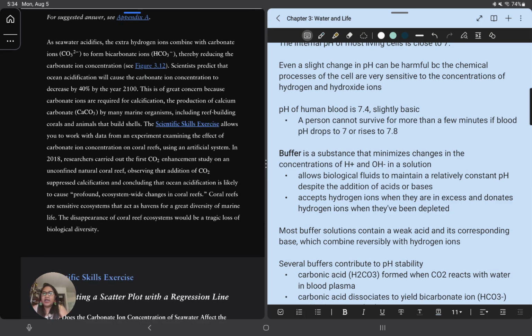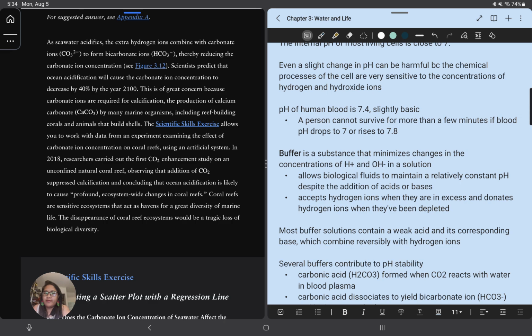As seawater acidifies, the extra hydrogen ions combine with carbonate ions to form bicarbonate ions, thereby reducing the carbonate ion concentration. Scientists predict that ocean acidification will cause the carbonate ion concentration to decrease by 40% by the year 2100. This is of great concern because carbonate ions are required for calcification, the production of calcium carbonate, by many marine organisms, including reef-building corals and animals that build shells.